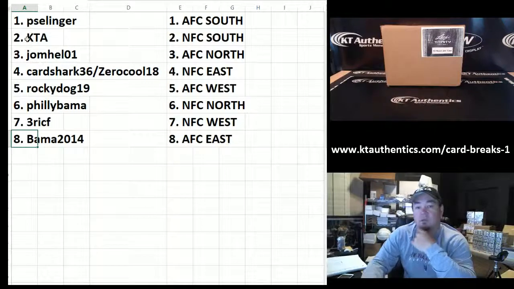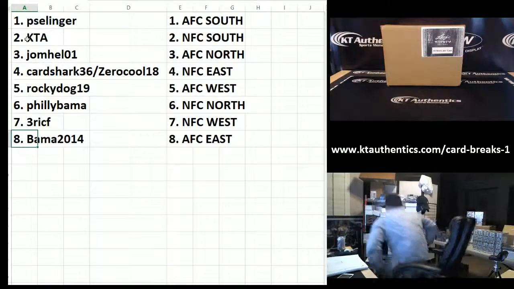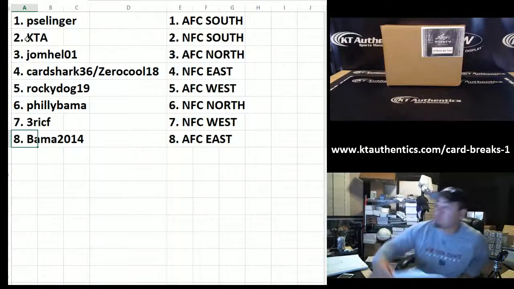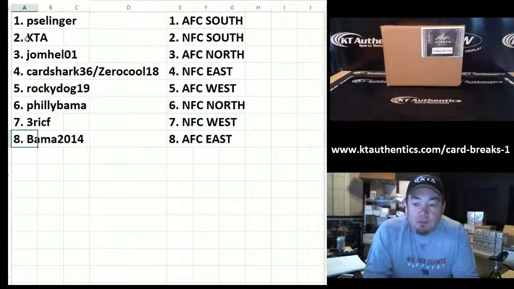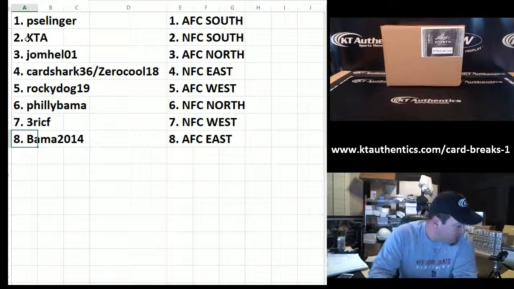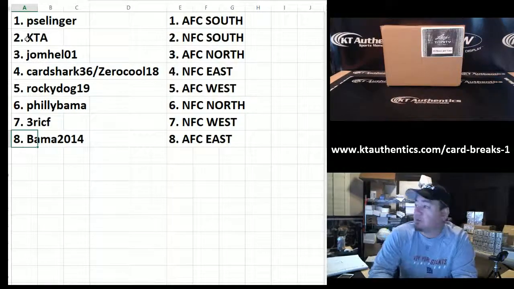AFC, good question. I had a cheat sheet. There it is, my cheat sheet. Should know this by hand. All right, so you're asking me AFC South. AFC South is Texans. Hey, you got Jadeveon Clowney. Colts, Jaguars, which is Bortles, and the Titans, which is also, what's the guy's name? Bishop Sankey. So you got three of the top teams.